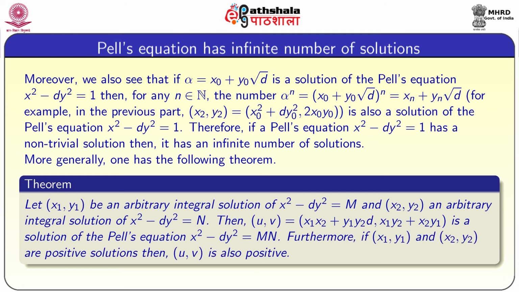Further, if (x1, y1) and (x2, y2) are positive solutions, then (u, v) is also positive. This one is easy to verify, one can verify this. So, that is why we are skipping the proof.